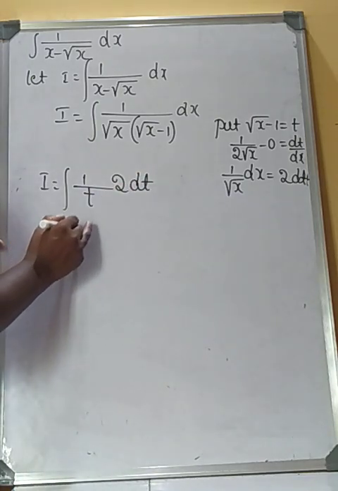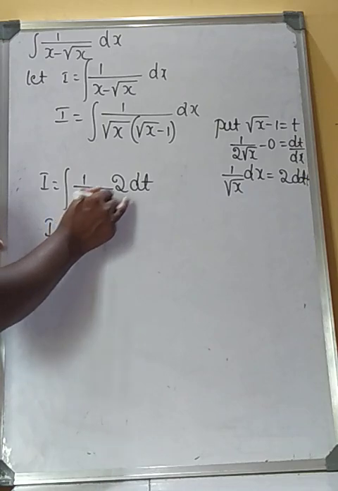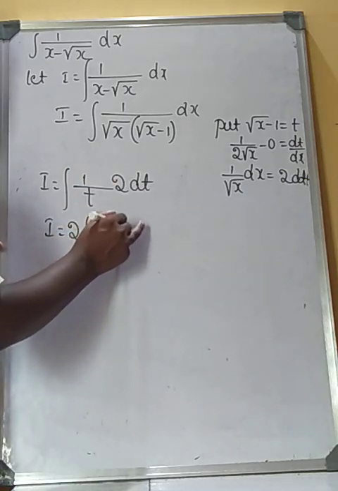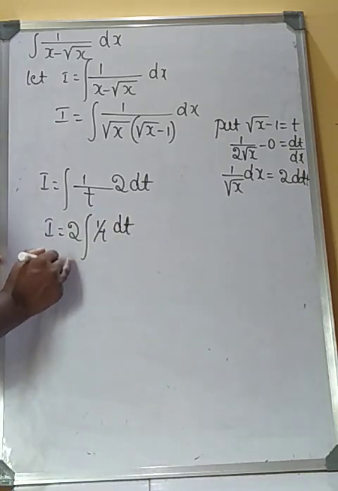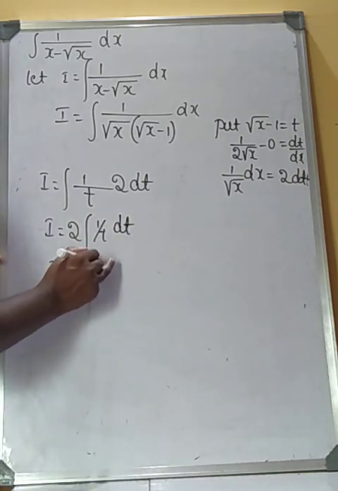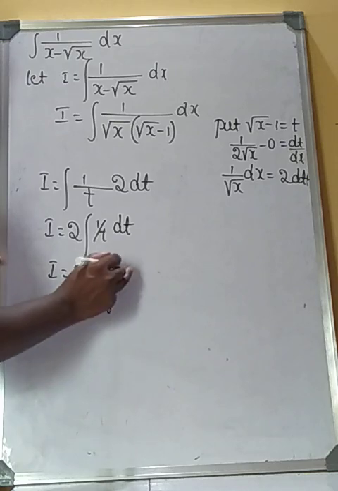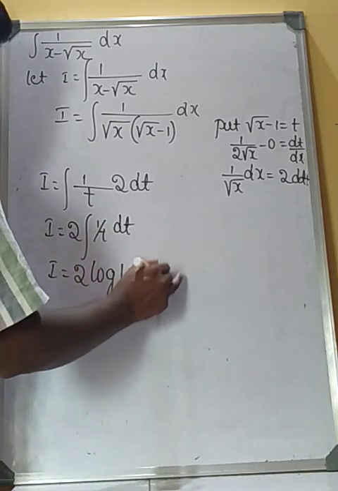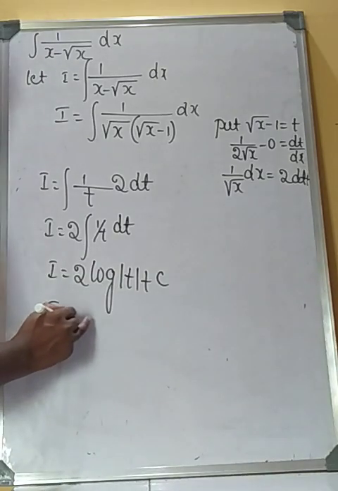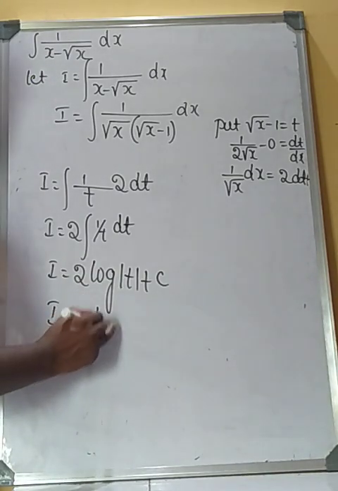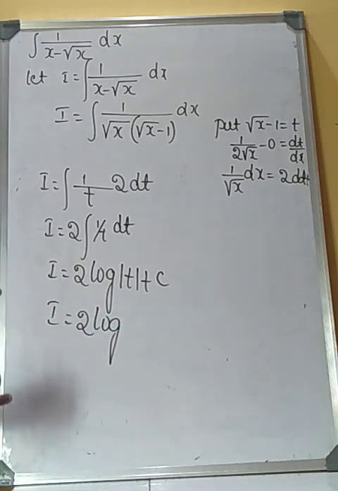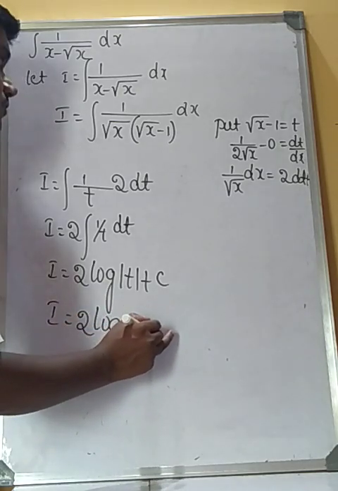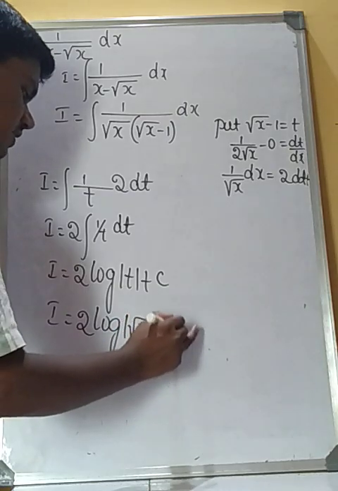Therefore, I is equal to 2, taking the constant outside, integral of 1 by t into dt. Therefore, I is equal to 2 into the integral of 1 by t, which means log of mod t, plus c. Therefore, I is equal to 2 into log of, what is t? Mod root of x minus 1, plus c.